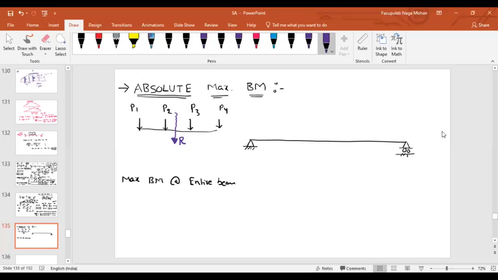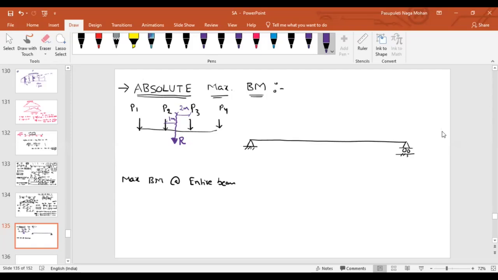And let us assume that this distance comes as 1 meter and this distance comes as 2 meter. Can you tell me what is the adjacent load to the resultant? In this specific case, P2, right? Whichever is nearer to the resultant, that is the adjacent load. So the adjacent load here is nothing but P2. Whatever load is nearer to R, that is the nearest load, or we can say it is the adjacent load.